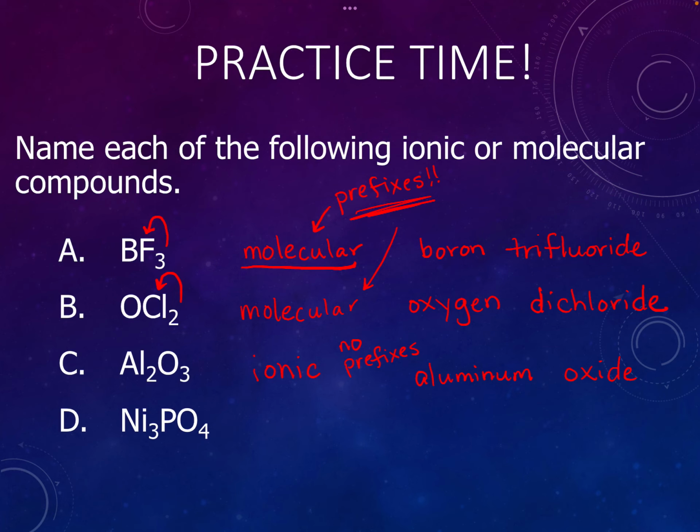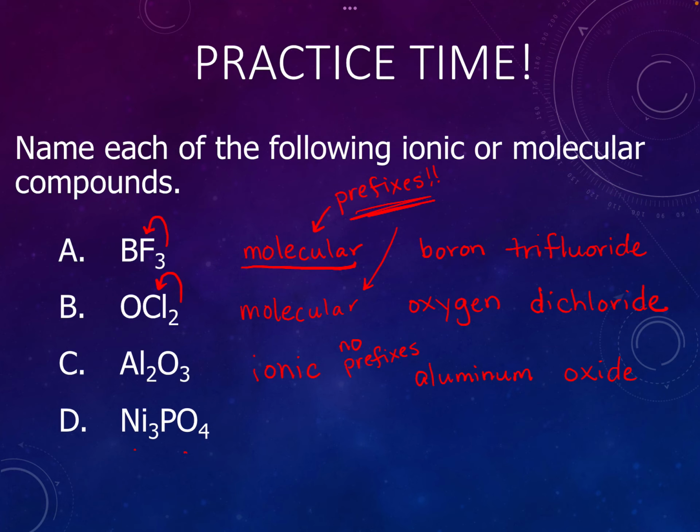Okay, and we don't use a Roman numeral here because aluminum only makes one ion. Aluminum is always a 3+, so we don't include a Roman numeral. We'll only use that for elements that form more than one charge. All right, on to the next one.